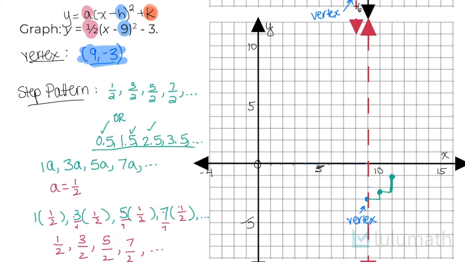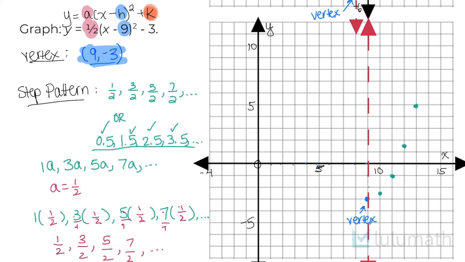Then I will go to the right by 1, and then up by 2.5. So 1, 2, and another half right here. And lastly, I will go to the right by 1 and up by 3.5. So here's a half, plus 1, plus 2, plus 3 gives me 3.5 right here. Now I just have to reflect this over my axis of symmetry or repeat the step pattern.